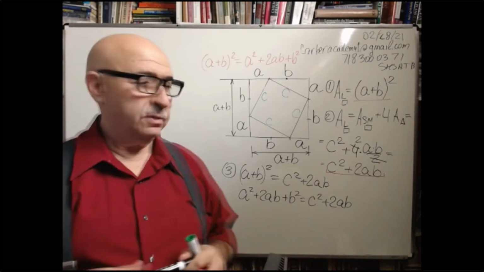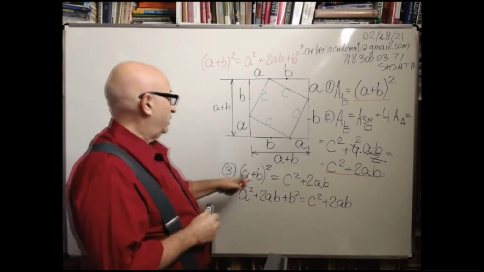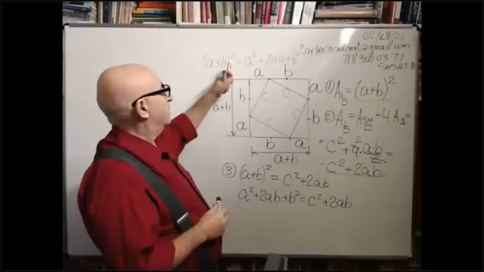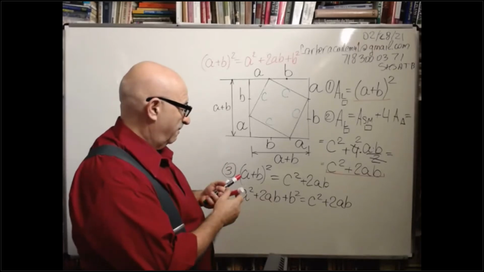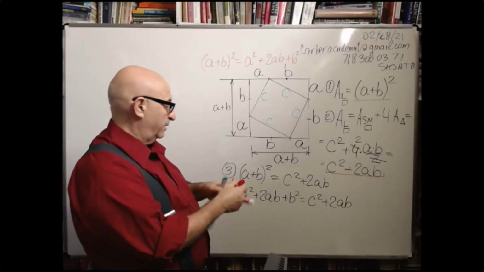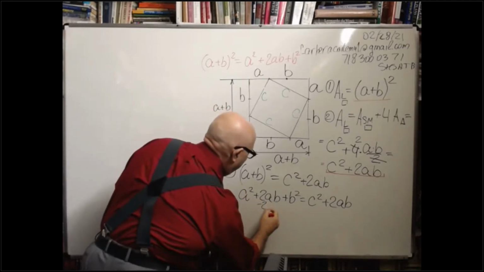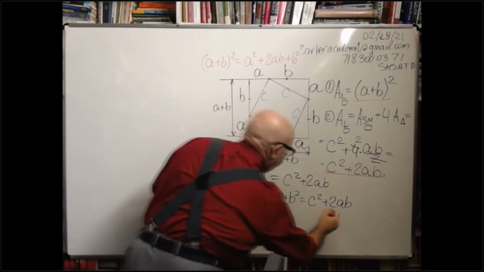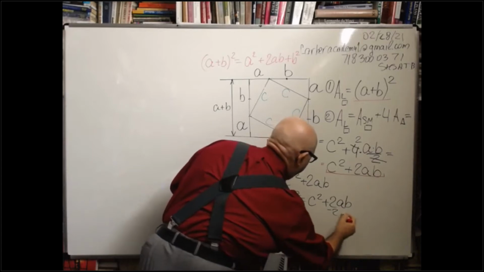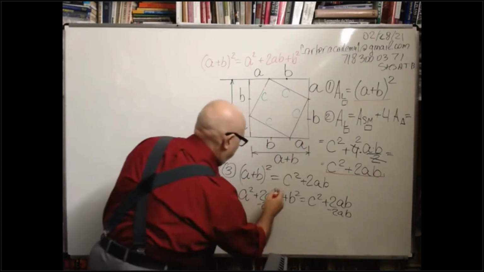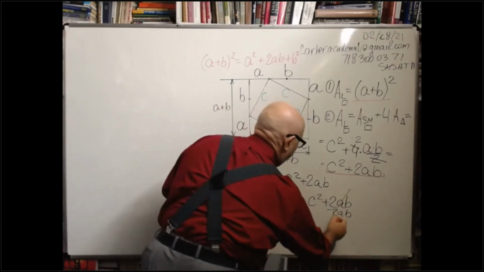Okay, no questions. Now, what I did, I just applied the formula that Alex said. We know this. Now, take a look. We can combine like terms. Look at this. I subtract 2ab from here. I subtract 2ab from here. Cancel out, cancel out. And what is left?